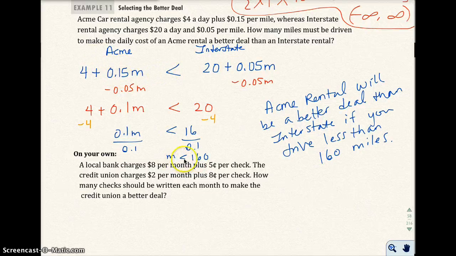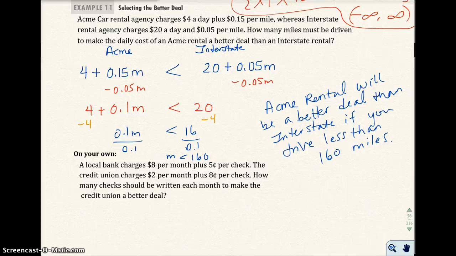What happens when I drive exactly 160 miles? This goes back to what we talked about in chapter 1.2. If I drive exactly 160 miles, they're actually going to be equal to each other. So both Acme and Interstate will be the exact same cost. And if I drive more than 160 miles, that's when Interstate is going to be the better deal. Okay?